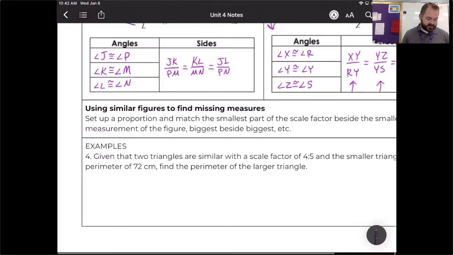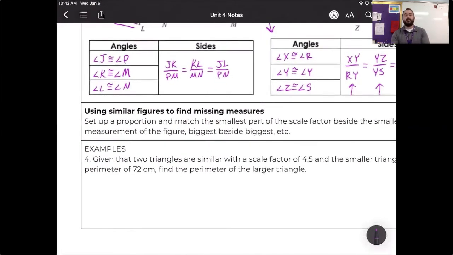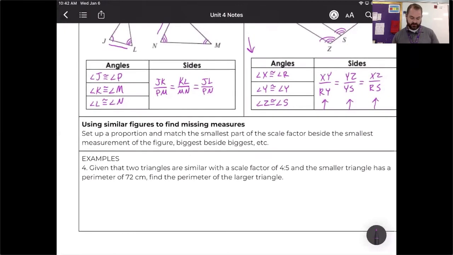So we can use similar figures to find missing measures. So we can set up a proportion and match the smallest part of the scale factor beside the smallest measurement of the figure, and then biggest beside biggest, okay? So we want to match them up in corresponding places. So if we are given that two triangles are similar, all right, and they have a scale factor of 4 to 5, you can also think of that as the 4/5 fractional version. That's going to be helpful.